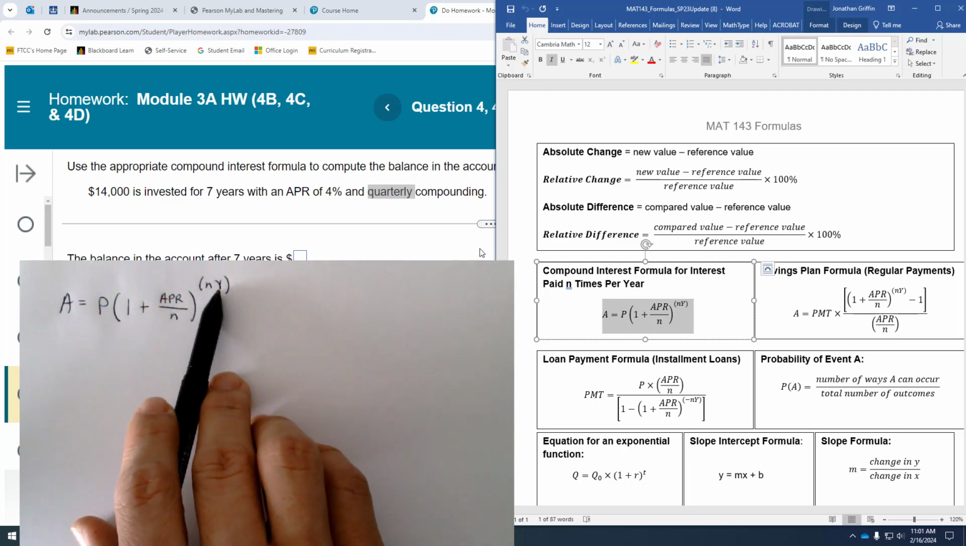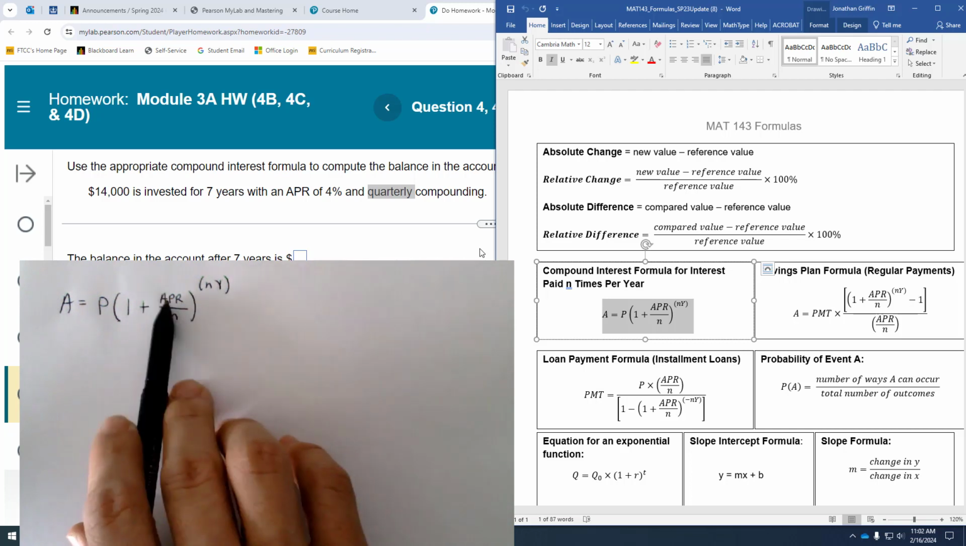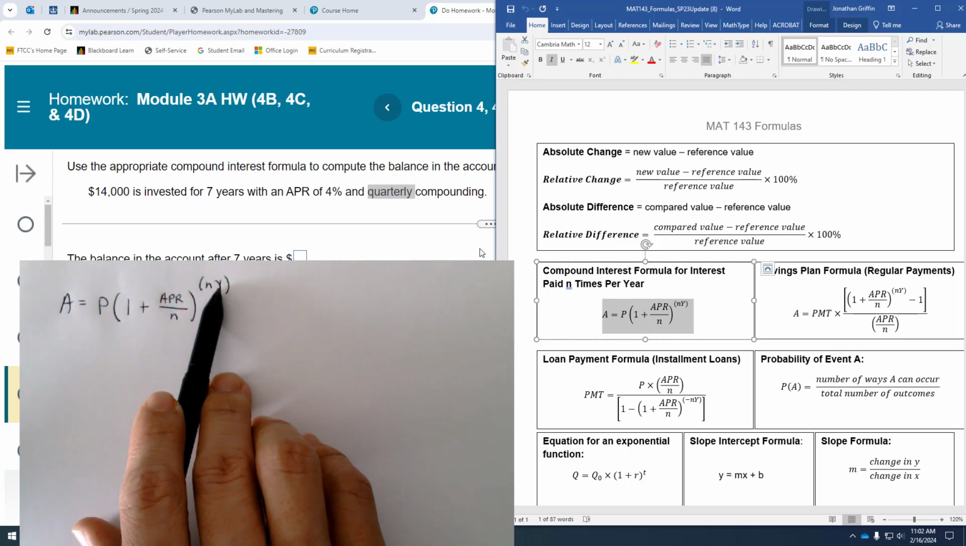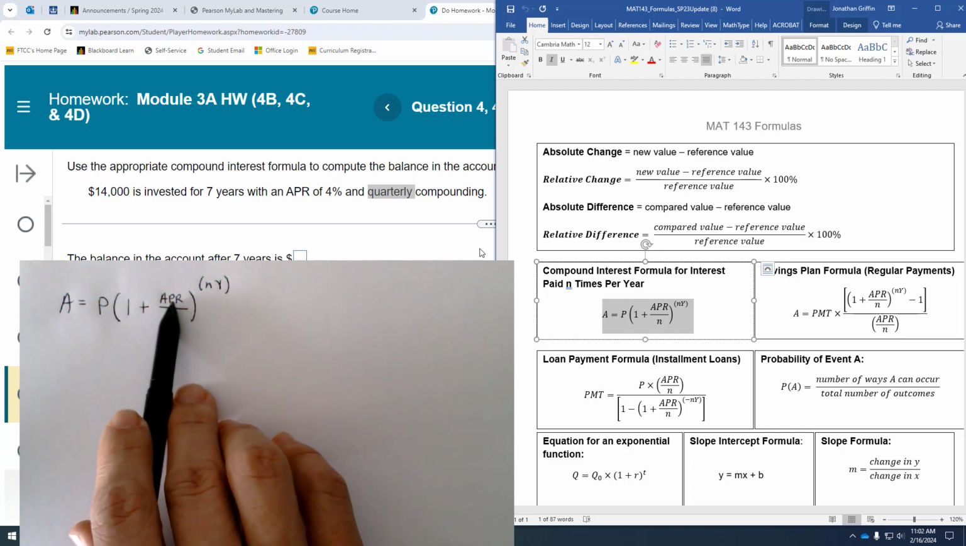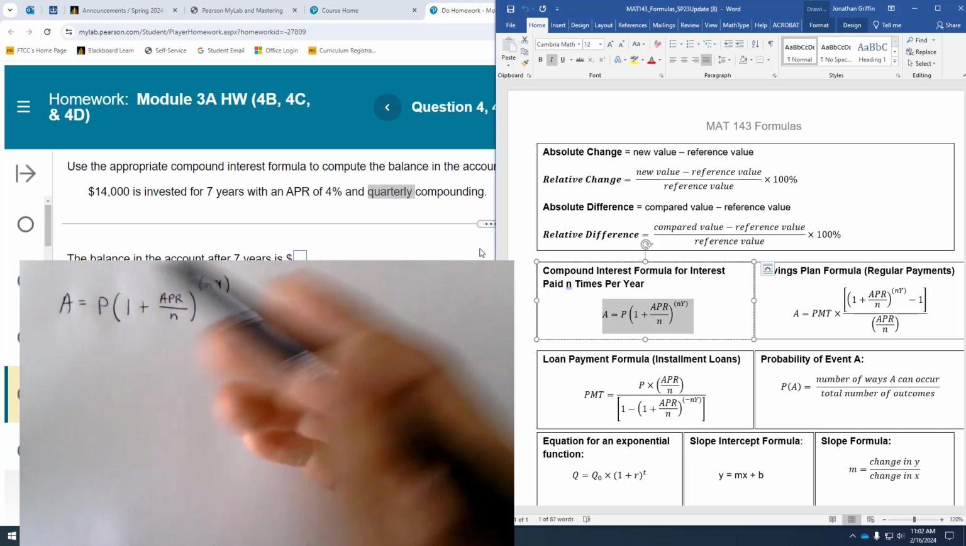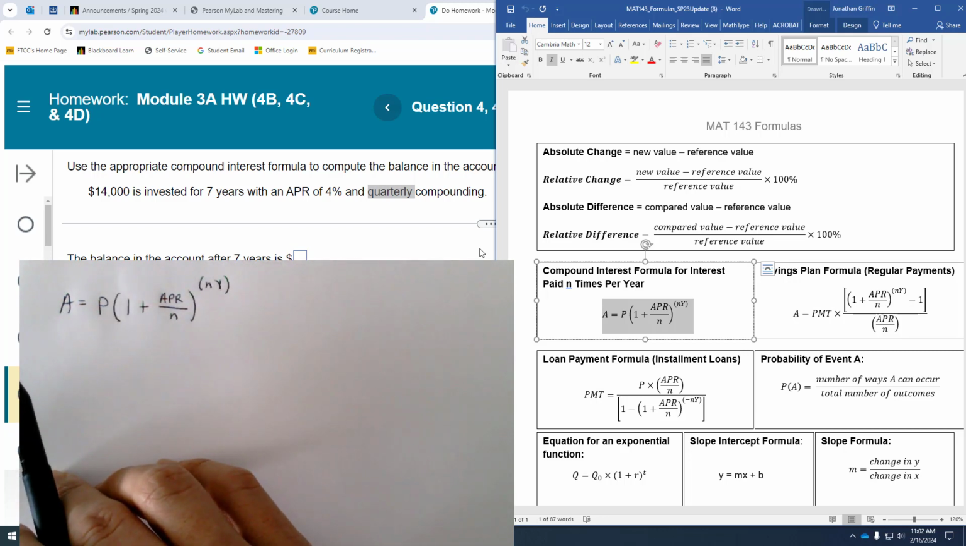Now sometimes you'll see a T here. In episode 1 I did use a T for time. In this formula we can use a Y for years. Sometimes you'll also see, instead of APR, you'll just see a lowercase r for rate. Just know that APR and R, this is a rate, and sometimes you'll just say a rate of some percentage.